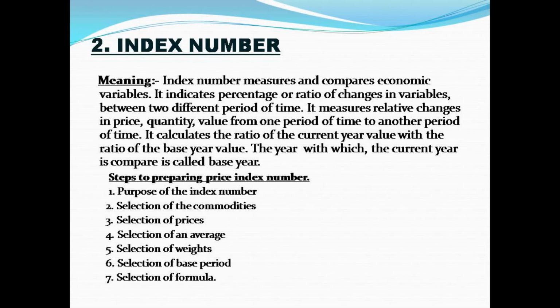Next, selection of the commodities. Commodities are to be selected based on the purpose or objective of the index number to be constructed, but the number of commodities should neither be too large nor too small. Moreover, commodities selected must be broadly representative of the group of commodities.